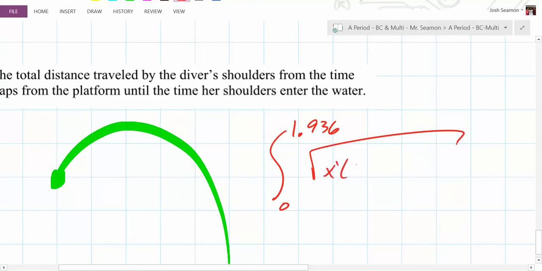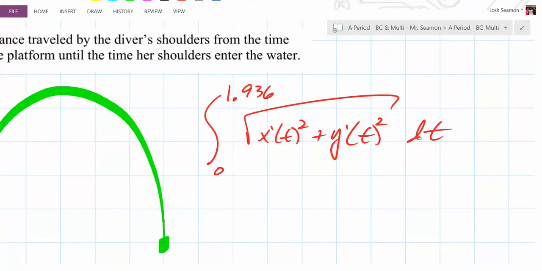Like this: dy/dt squared, and then dx/dt squared, dt. This is just something you have to remember. Here's the reason that is the line integral.